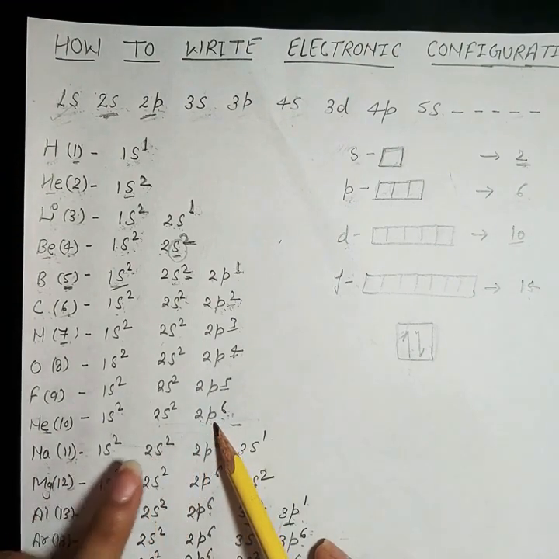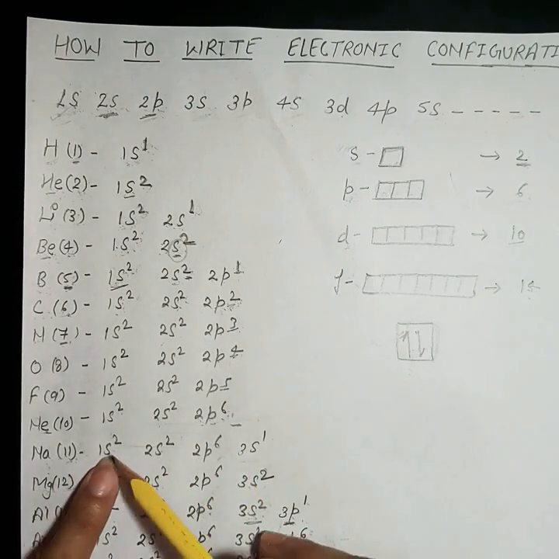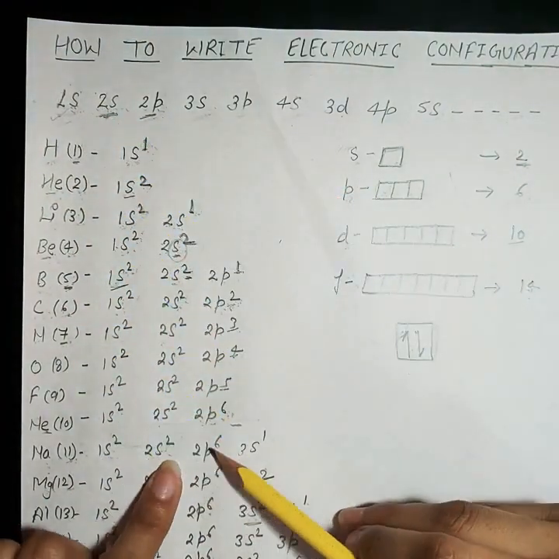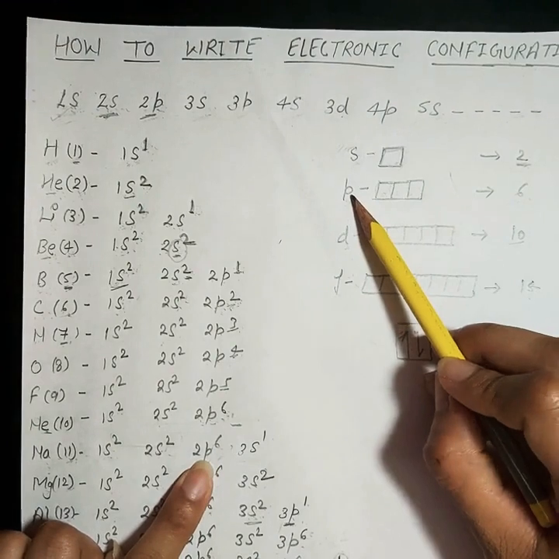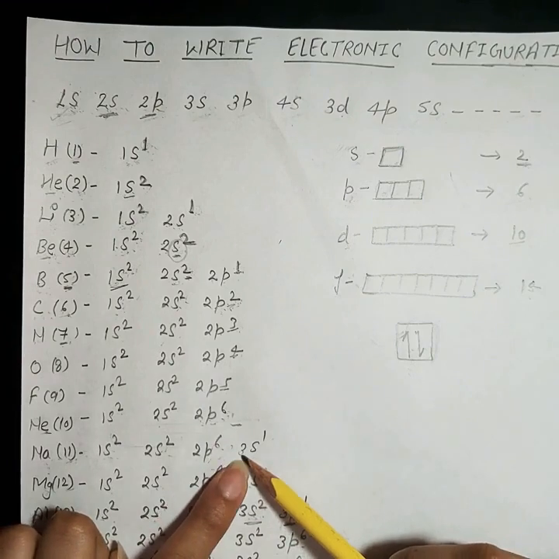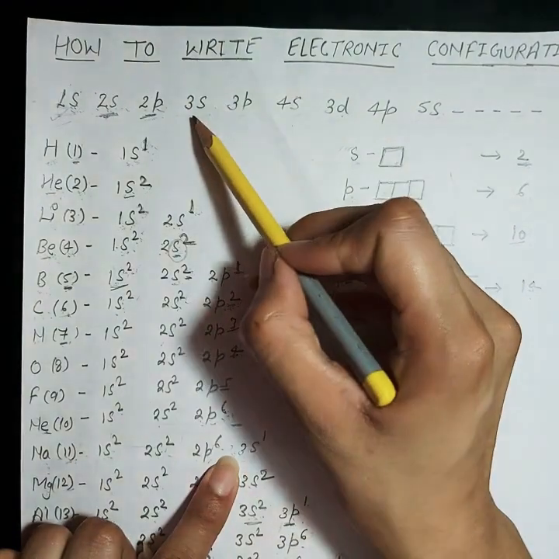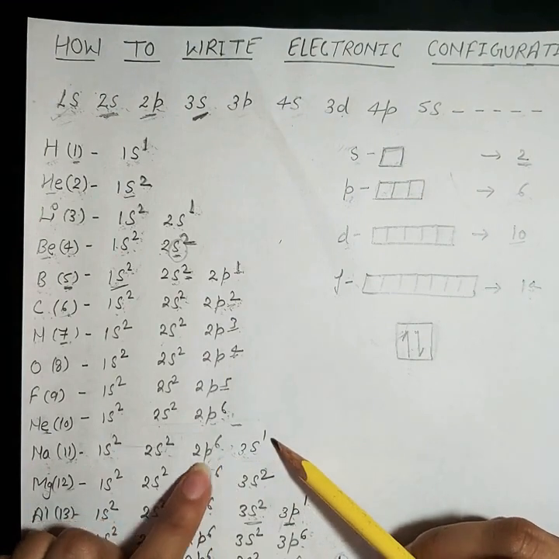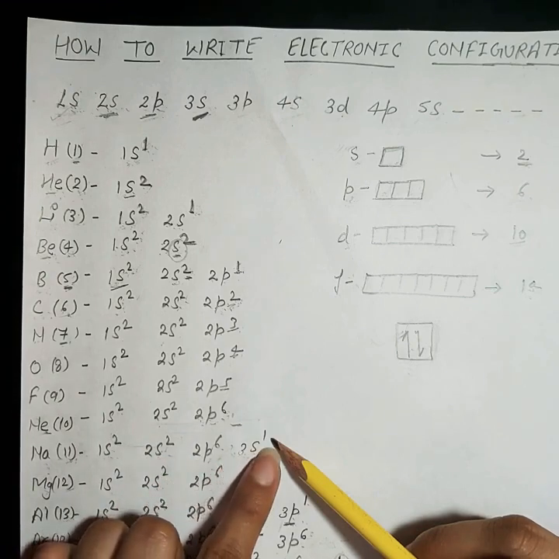So if you want to write the electronic configuration for sodium, 11 electrons are here. So for sodium, 1s2, 2s2, 2p6 only. We can't write 7 here because p has a maximum capacity of 6 electrons. So after writing 2p6, 1 electron is remaining. For this remaining electron, we will use a new suborbit, which is 3s here. So 3s1 we will write. So the electronic configuration for sodium is 1s2, 2s2, 2p6, 3s1.